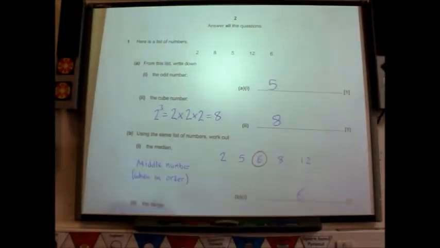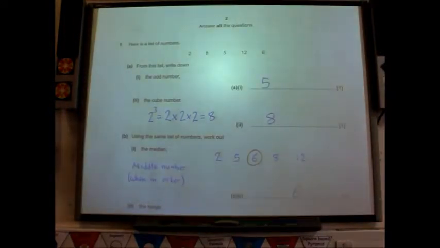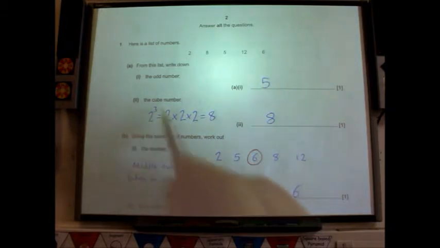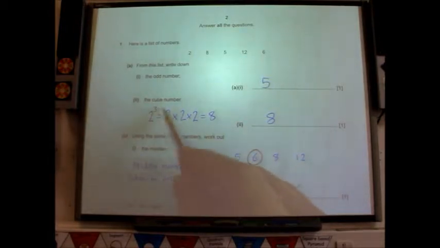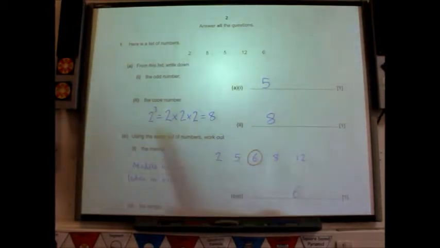Question 1A part 2. Write down the cube number. Cube numbers people get confused at. For example, I've put this here to show you that the answer is 8, but 2 cubed is always 2 times 2 times 2, which is 8. A lot of people will put 6 for this. It's a really easy mistake to make, so make sure you know your cube numbers.